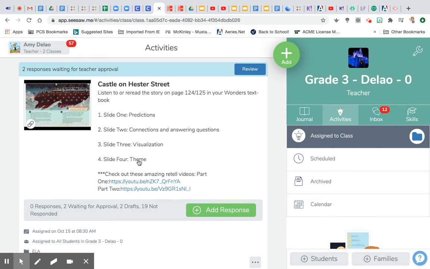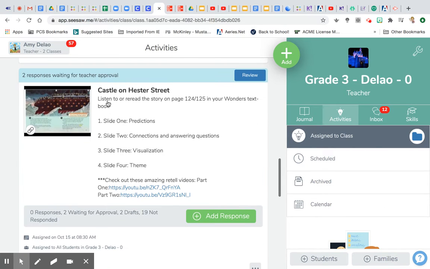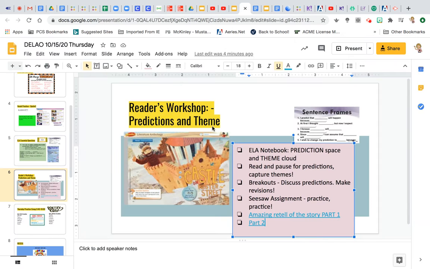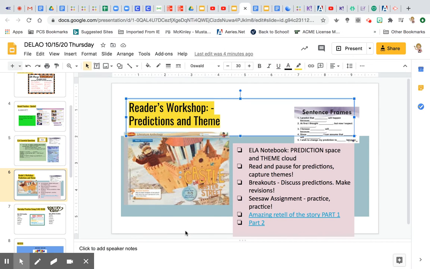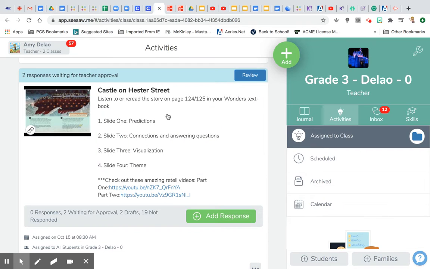The story we read today, your first assignment for today, is called The Castle on Hester Street. You can read the story here or check out these videos I just found after our Zoom. I also posted them in the slideshow, on page 6. It's an amazing retell, and it's really fun to hear. There are 2 parts, part 1 and part 2, so I highly recommend you listen to that.